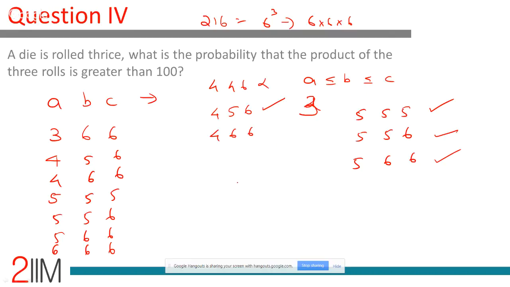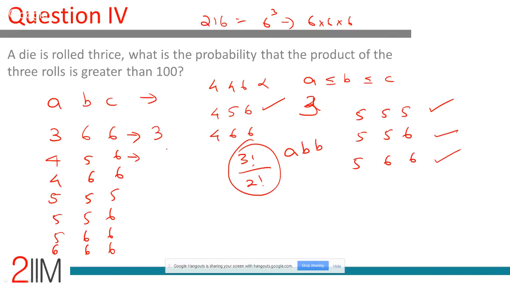Now let's come to the counting part. 3, 6, 6. In how many ways can this happen? It could be 3, 6, 6, or 6, 3, 6, or 6, 6, 3. 3 ways. Or 3 factorial by 2 factorial. This you should know. A, B, B can be rearranged in 3 factorial by 2 factorial. That you should know. That's not negotiable.